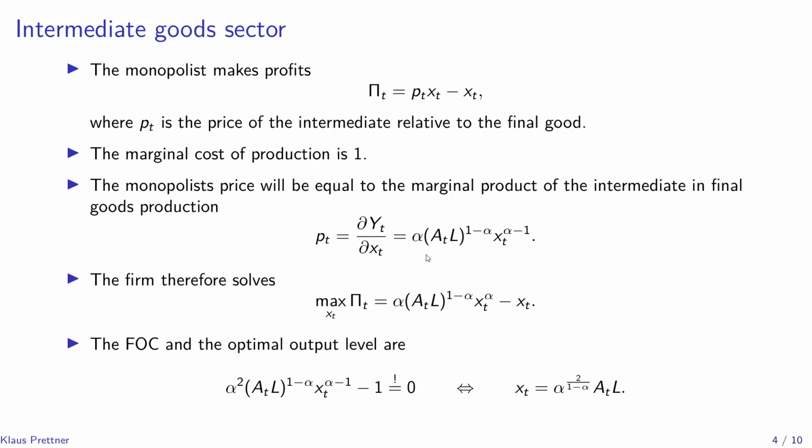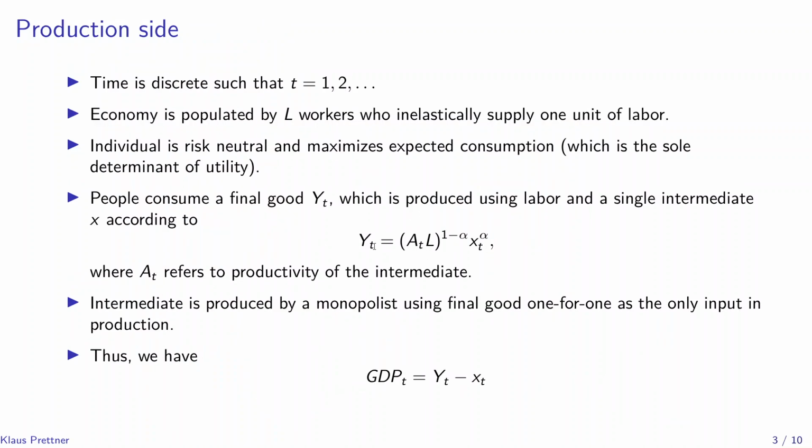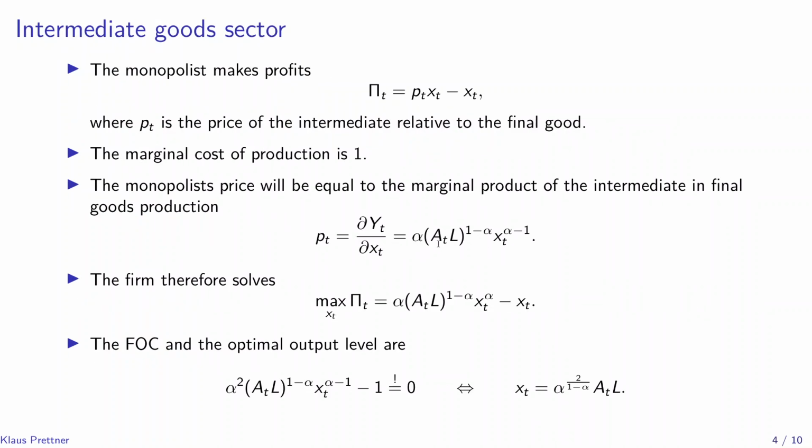And we can compute this from the final goods production function when we take the derivative of y_t with respect to x_t. So we see alpha comes down from the exponent, A_t L to the power of 1 minus alpha stays unchanged, and x_t, the exponent, is reduced by 1. Now this price, as a function of the intermediate, is the inverse demand function, and it's the side constraint in the profit maximization problem of the monopolist.